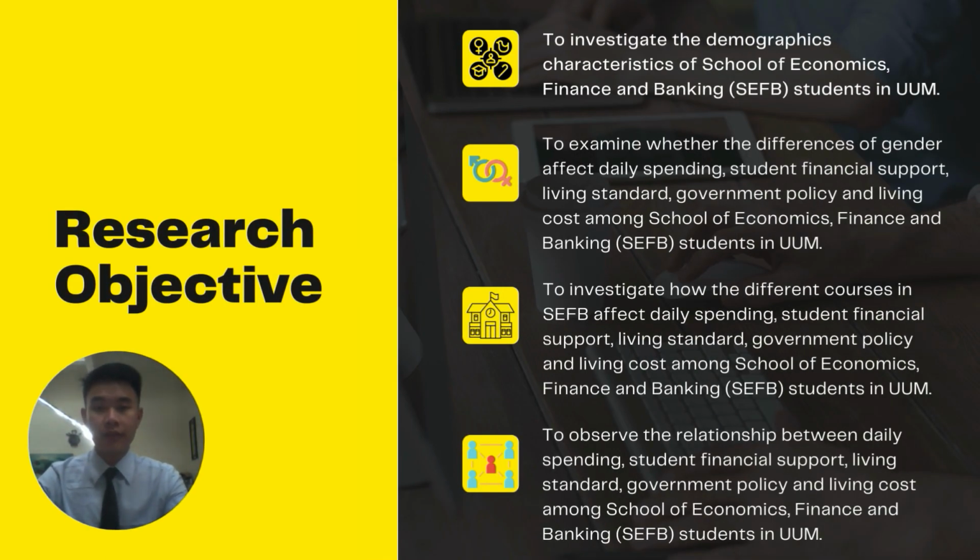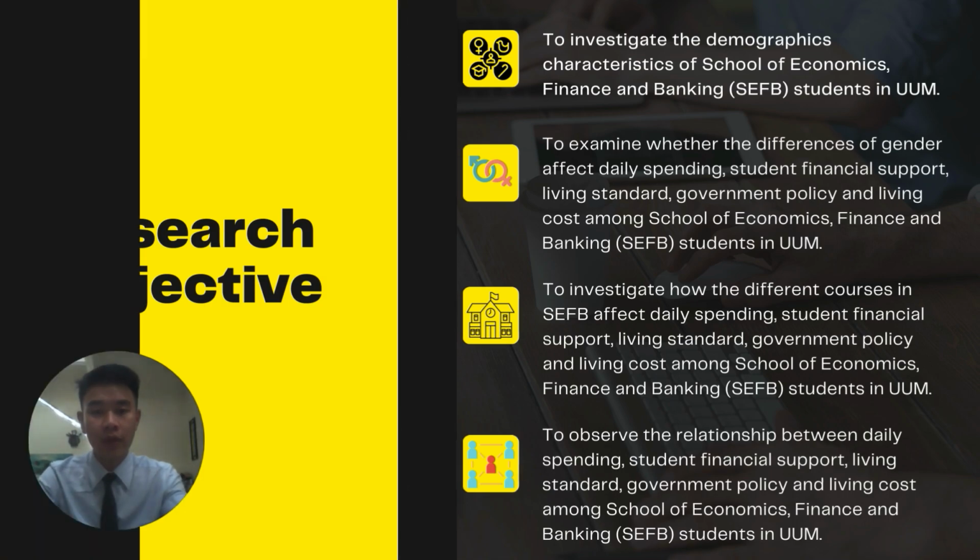To understand easily, let's look at the research objectives. The first research objective is to investigate the demographics of School of Economics, Finance and Banking SFB students in UUM, while the second research objective is to examine whether the difference of gender affects variables such as daily spending, student financial support, living standard, government policy, and living costs among SFB undergraduate students in UUM. The third objective is to answer the third research question, which is to investigate how the different courses in SFB affect those variables I mentioned just now. Lastly, the last objective is to observe the relationship between daily spending, student financial support, living standard, government policy, and living costs among SFB undergraduate students in UUM.